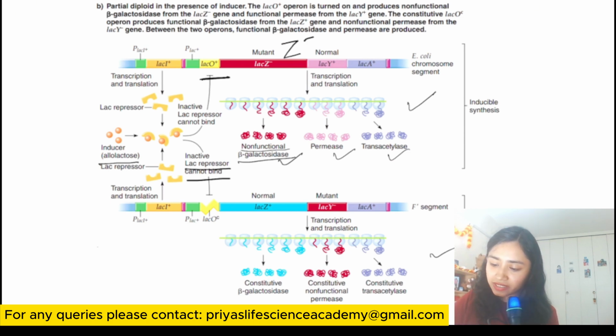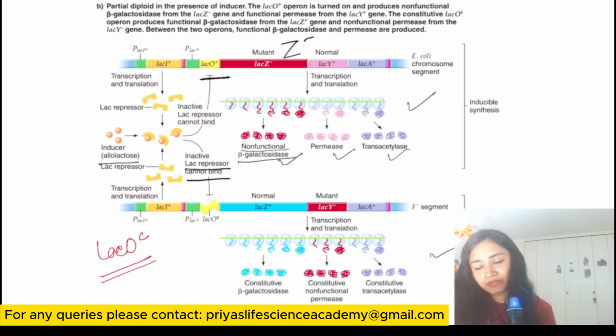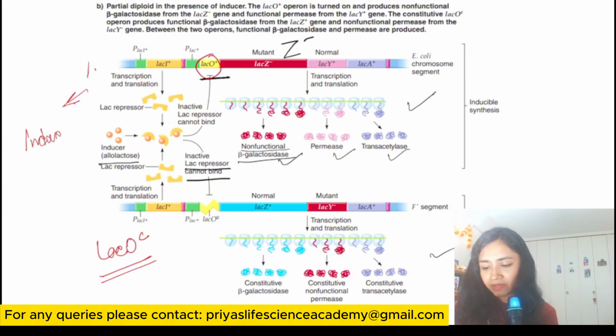But in case of lacOC mutation, whenever you see lacOC mutation, that will be constitutive because they don't bother if lactose is present or absent. But here lacO plus is present, so in the absence of lactose it will be blocked. So for the first operon, only in the presence of lactose the operon can be turned on. So this operon is known as inducible expression, and the second operon is known as constitutive expression.